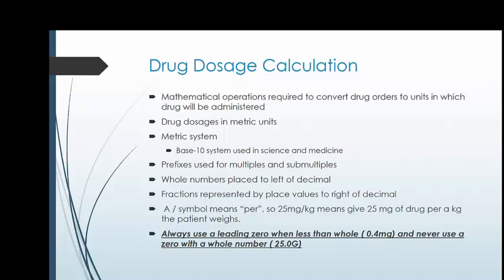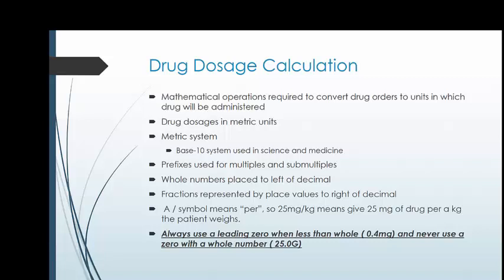It's also important, make sure that you always use a leading zero when less than a whole number. For instance, here it's 0.4 milligrams. If that decimal were to leave, then it could change what you have. If that zero was not there and that decimal point went away, then it might look like 4 milligrams. And there's a substantial difference between 0.4 milligrams and 4 milligrams.